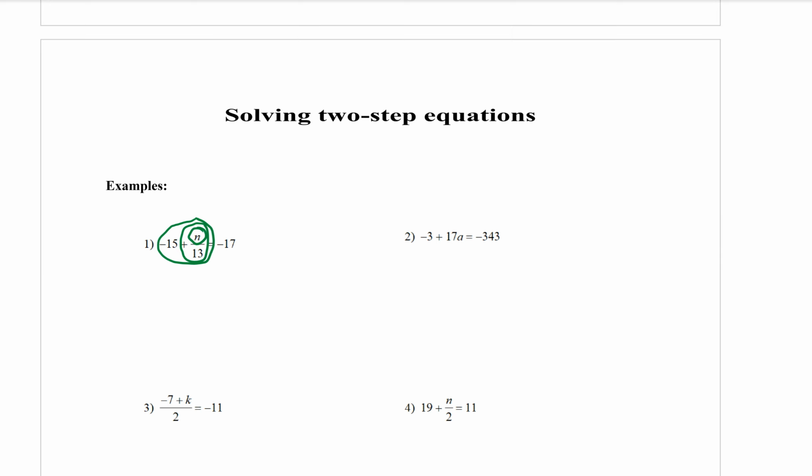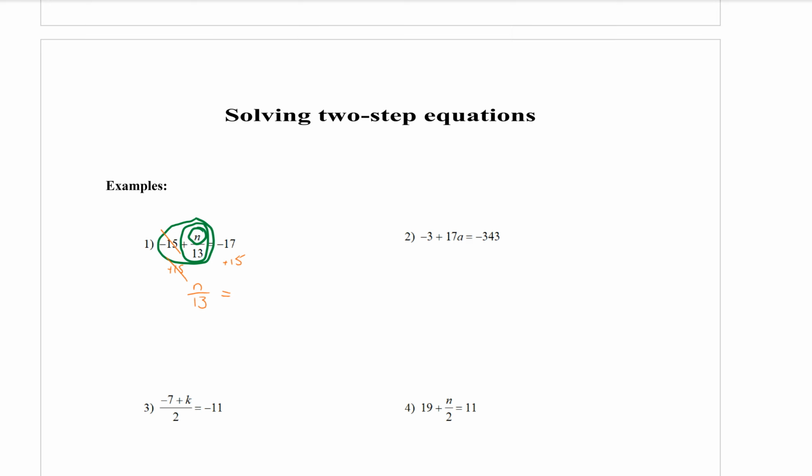So we have to peel the outside layer first, and my outside layer is that minus 15. What is the opposite of a minus 15? That's right. Remember our opposites? So I want to go plus 15. That's going to get rid of my outer layer. Cancel that off. Then we write down what is left. I have n over 13 is equal to, and then you want to calculate the right-hand side.